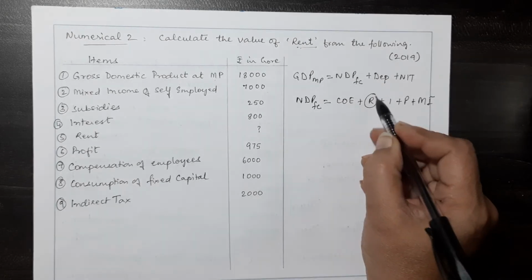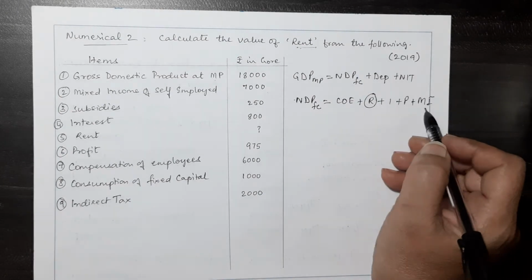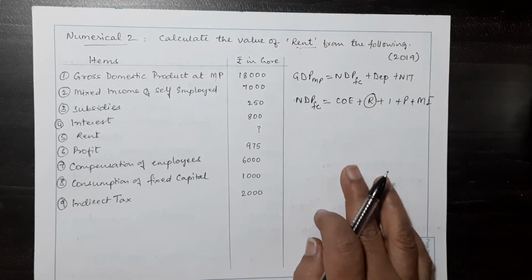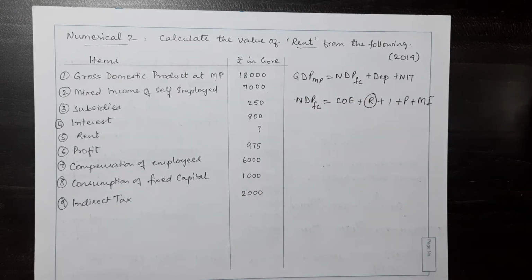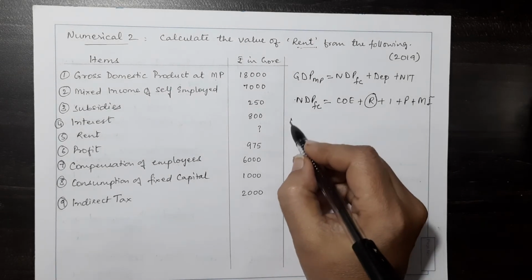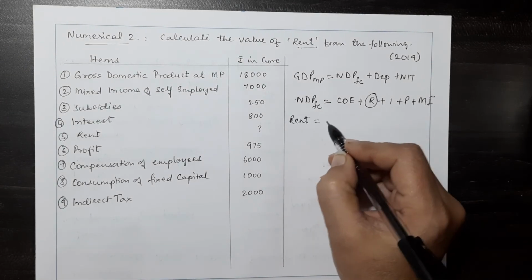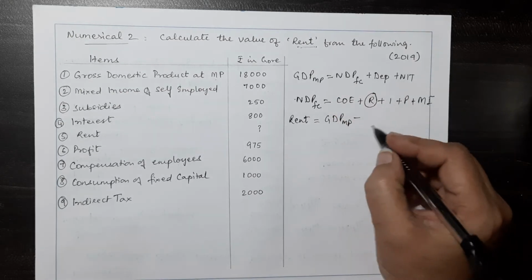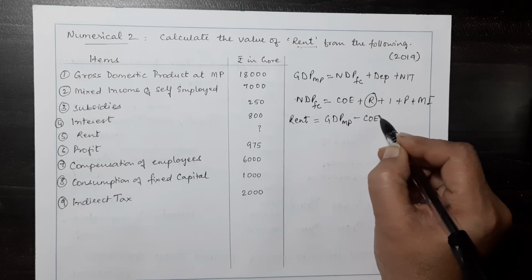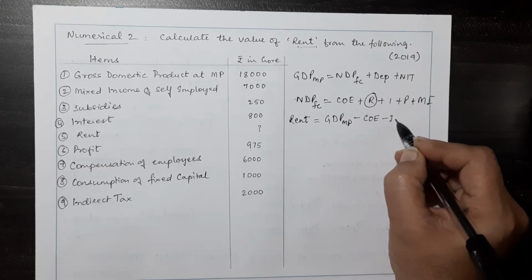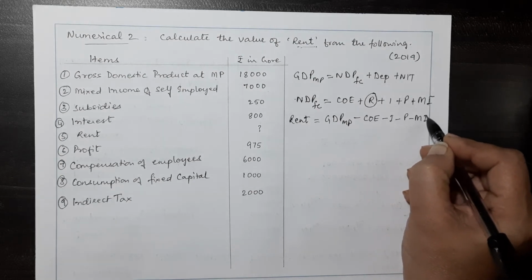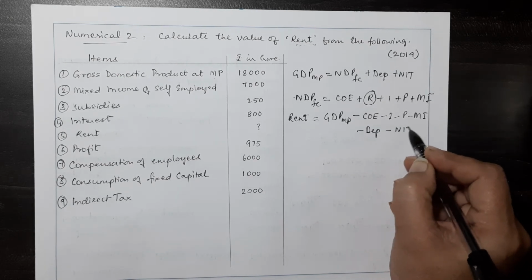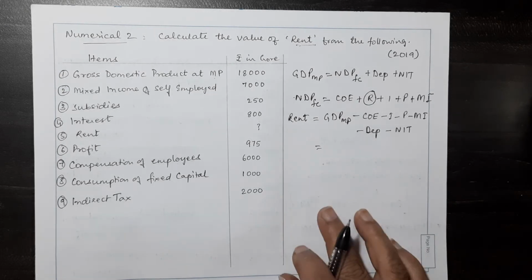So we need this rent. So rent we will put over here to get the value, and then we will put it in the gross domestic product to arrive at the answer. So let's write rent on the left side and GDP MP, which we are given, and subtract the rest of them. That means subtract compensation of employees, interest, profit, mixed income, minus depreciation, and minus net indirect taxes. So this will give us the rent.